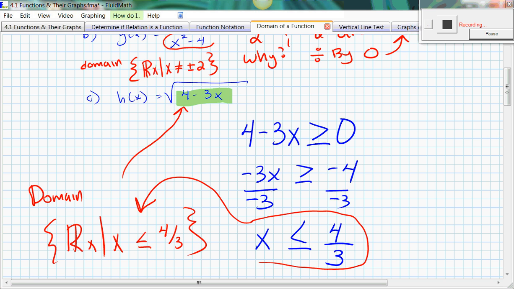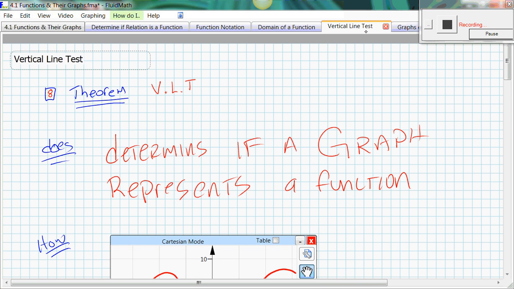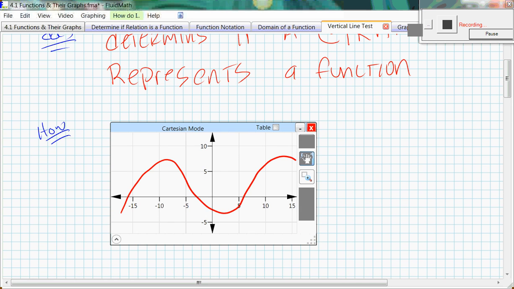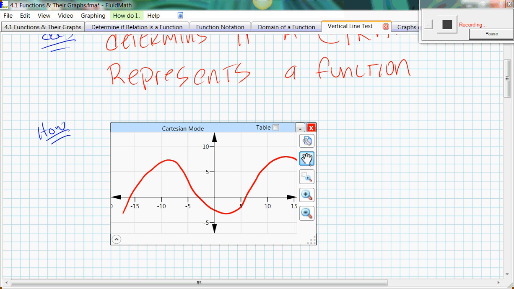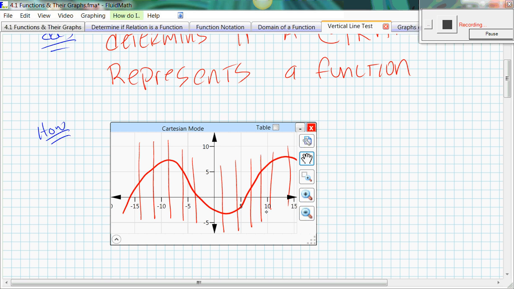Sorry. Okay. Then we talked about the vertical line test, the vertical line test theorem. What it does for you is it determines if a graph represents a function or not, simply just by looking at it. And how it does that is by passing a vertical line test. So if you were to run a vertical line over all of these, you would see that at any point that line only crosses the graph one time. There's only one point represented by every single vertical line. So therefore, this graph does represent a function because it passes the vertical line test.